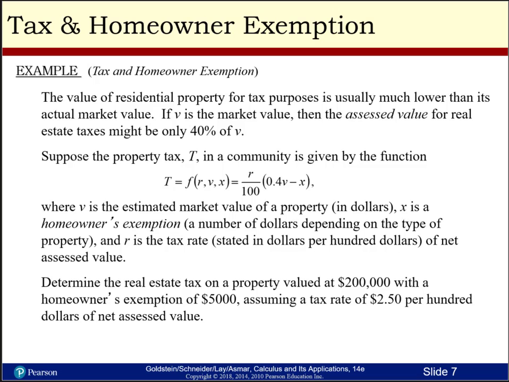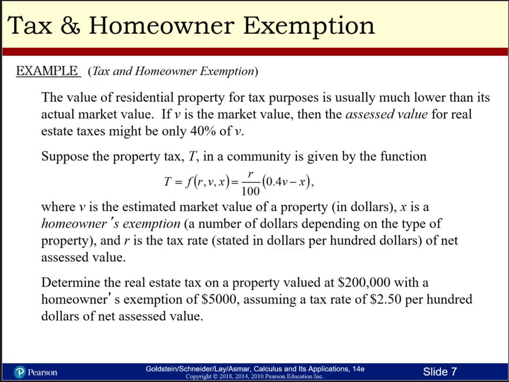So an example for tax and homeowner exemption. The value of residential property for tax purposes is usually lower than its actual market value. If V is the market value, then the assessed value for real estate taxes might only be 40% of that V. Now suppose the property tax, capital T, in a community is given by the function that T is a function of R, V, and X.